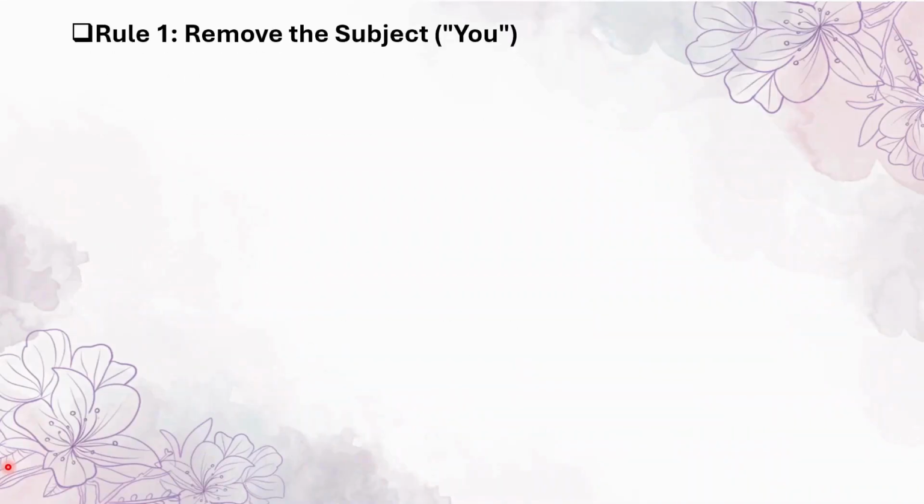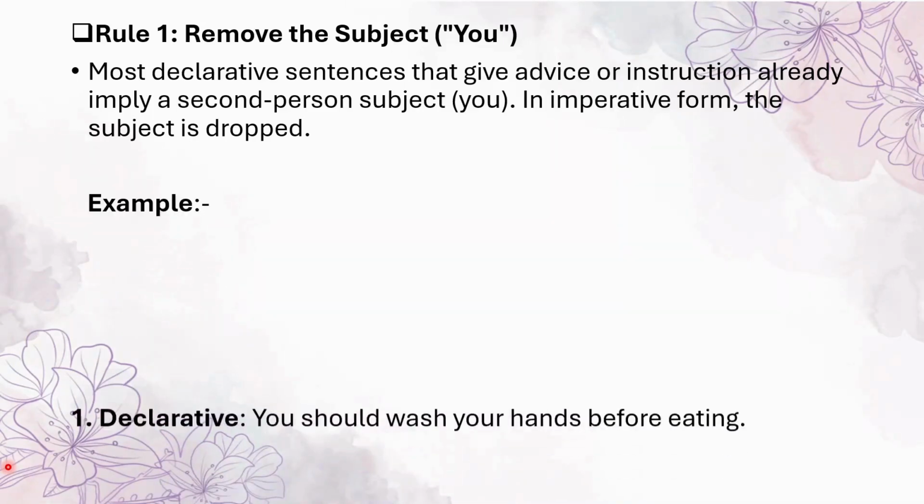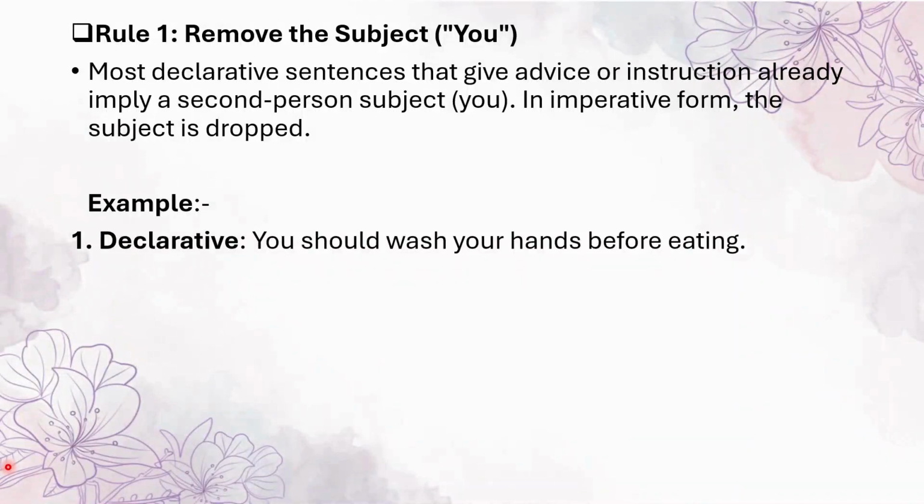So grab your pen and notebook and let's get started with today's lesson on how to transform declarative sentences into imperative ones. At first, let's start with rule 1, which is the removal of the subject you. Now, most of the time when we give advice, instructions, or commands, we are directly talking to someone, usually you, even if we don't say it loud. For example, when I say you should wash your hands before eating, I'm clearly giving advice to you, right?